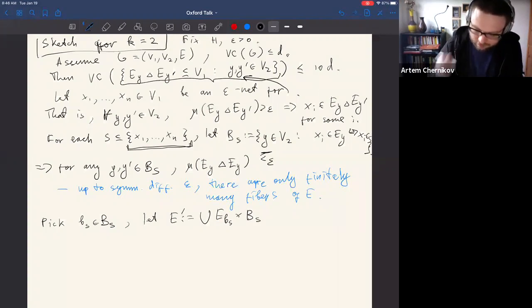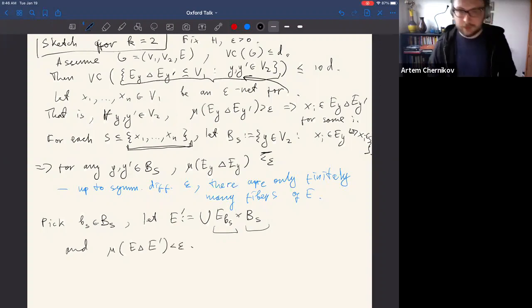Okay, so this is the definition of E prime. Note that this is a union of boxes. These are subsets of the first variable. These are subsets of the second variable. And from our observation, it's not hard to calculate that the measure of the symmetric difference is smaller than epsilon. Okay, so this gives a decomposition, an approximation for the graph E by boxes.